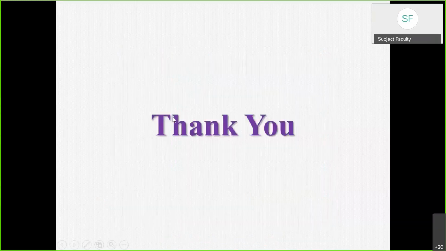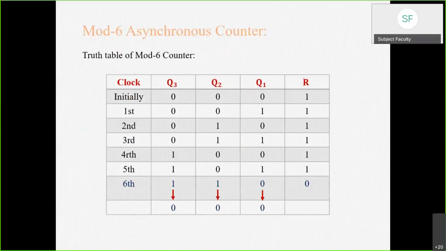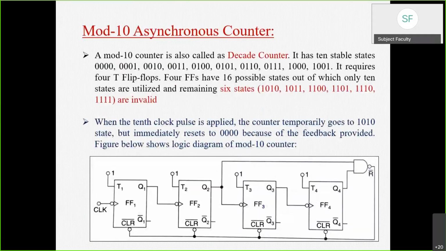Okay. So this is the complete discussion regarding the mod counters. You can design the counter with any number of counts. But you have to make sure that this external circuitry will vary depending on that. So in the discussion of mod counters, we have seen two examples, the mod 6 counter and the mod 10 counter. Mod 10 counter is very important. It is also called a decade counter.